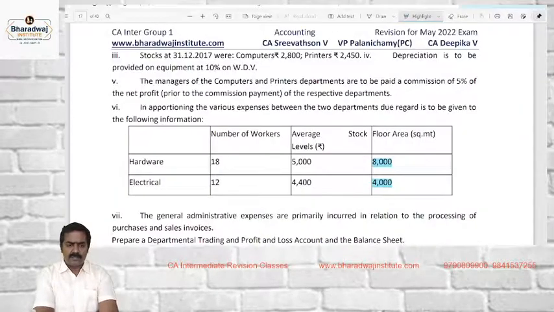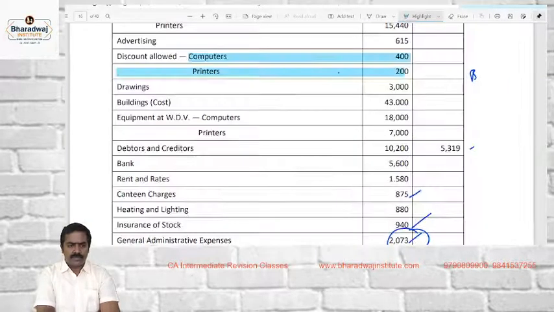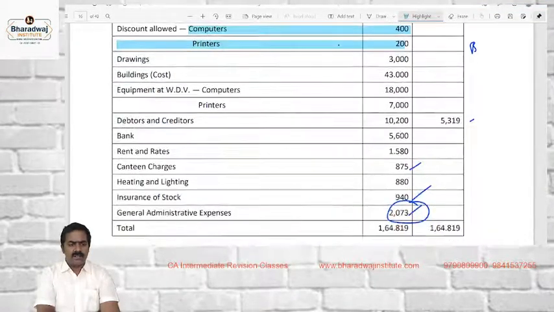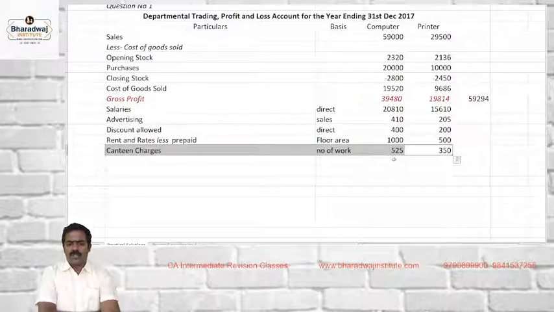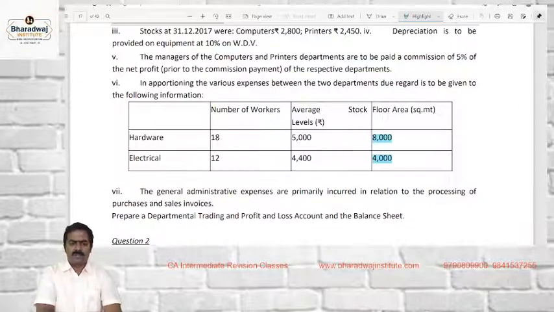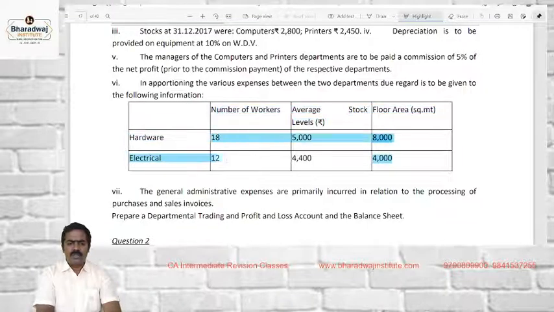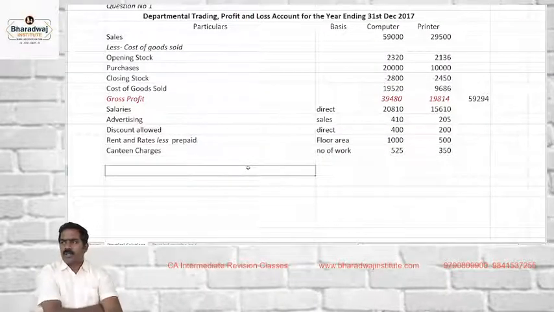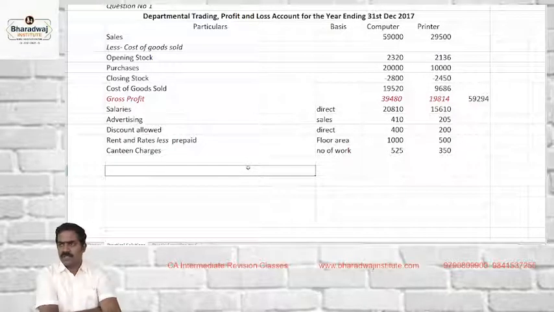Canteen charges. Yes, let us go. What is the canteen charges? Let us go in the same order. Canteen charges will be based on what? Number of workers. What is the number of workers given? 18:12. This ratio. Based on number of workers, you allocate canteen charges. Next.